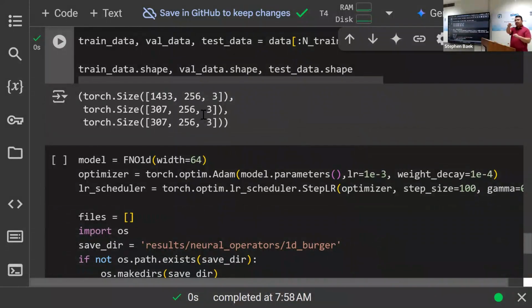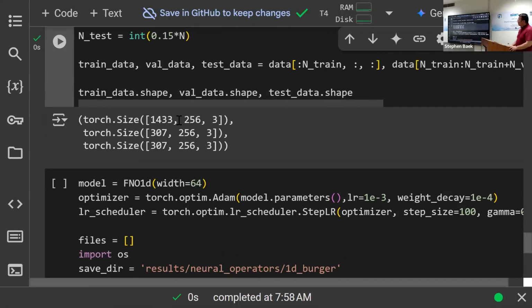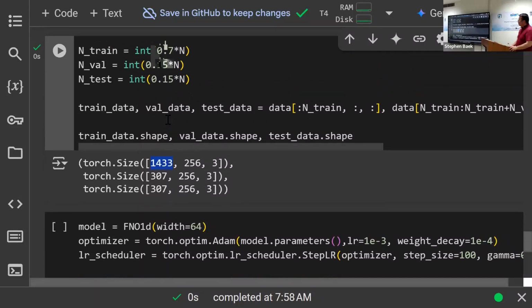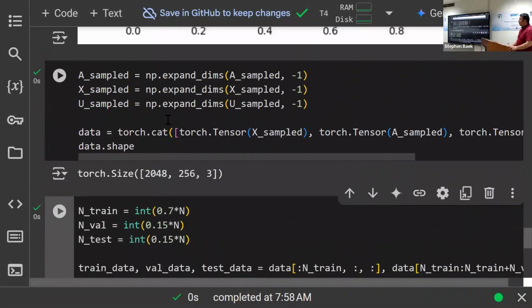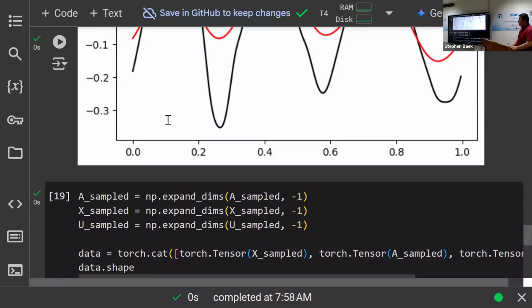Was there a question? Yes. What about the data set?